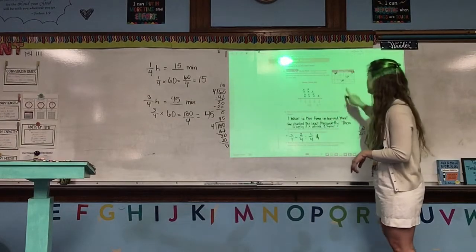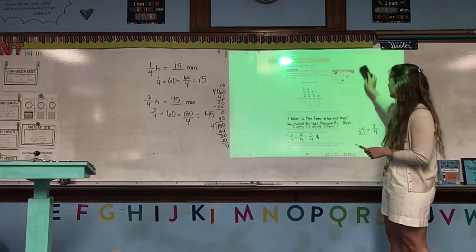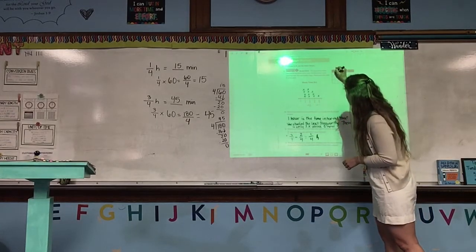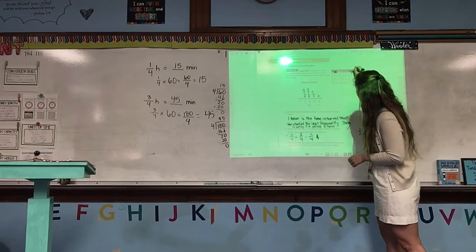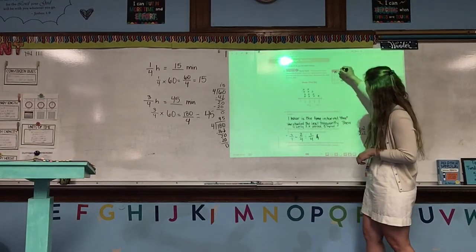So I'm going to go over here, and every time I see 3/4, I'm going to show, oh my goodness, I just realized for 1/4 I wrote the wrong time because it's not 60 minutes, it's 15 minutes. So I'm going to fix that. Every time I see 1/4, I'm going to say 15. Now, every time I see 3/4, I'm going to say 45 minutes.